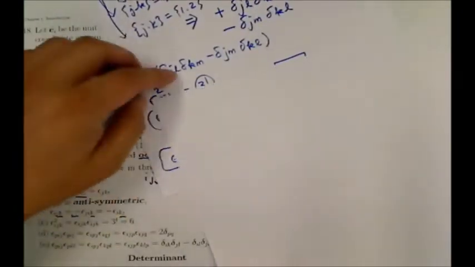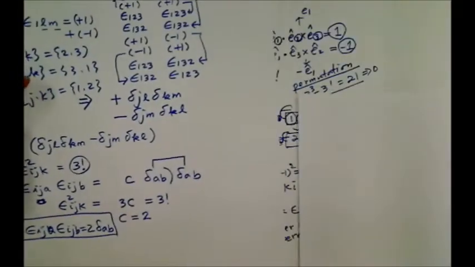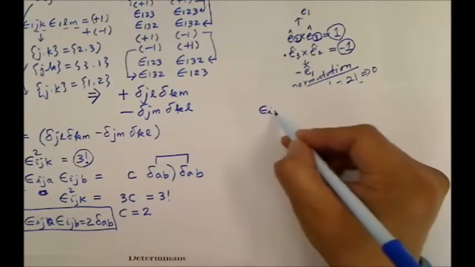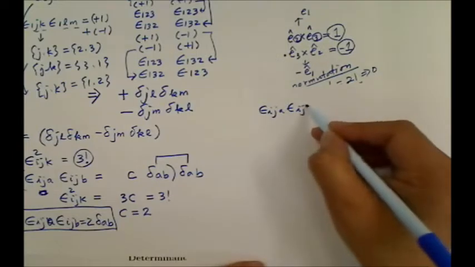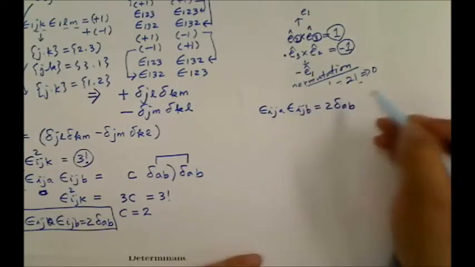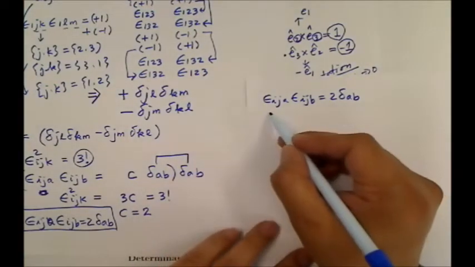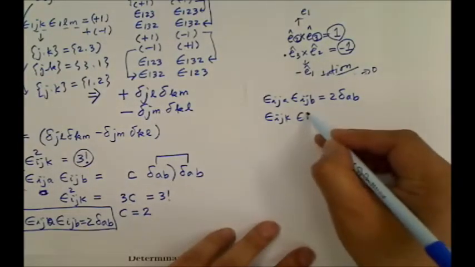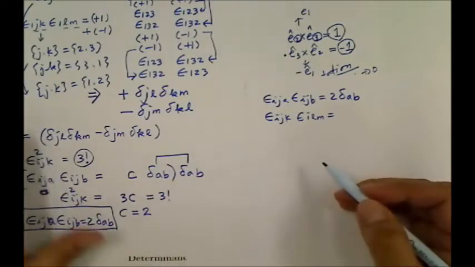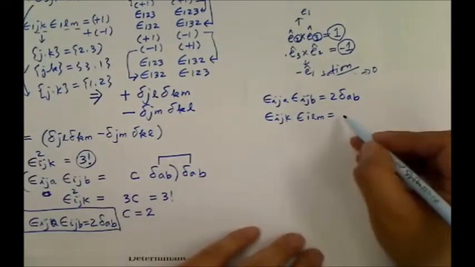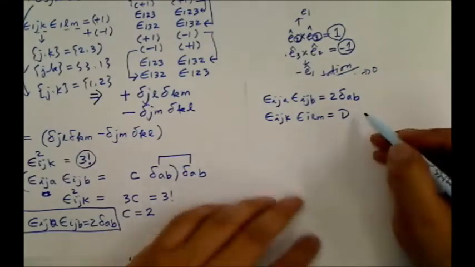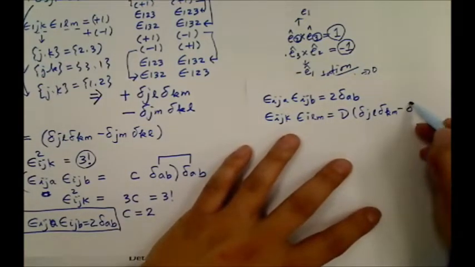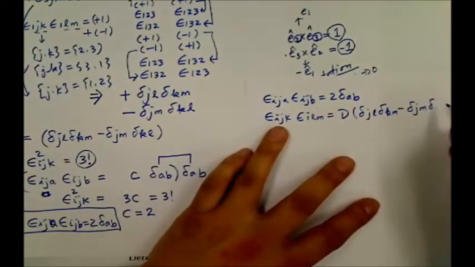Let us check this formula of the normalization. So I have epsilon ija epsilon ijb equals 2 times delta ab. We have just found that. But I have epsilon ijk epsilon ilm. Suppose that we do not know the overall normalization. Let me call this one D times delta JL delta KM minus delta JM delta KL.